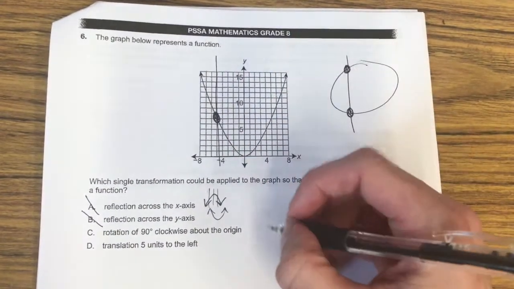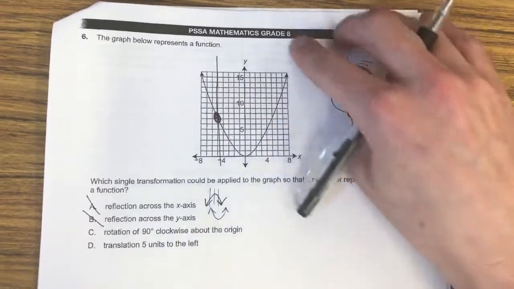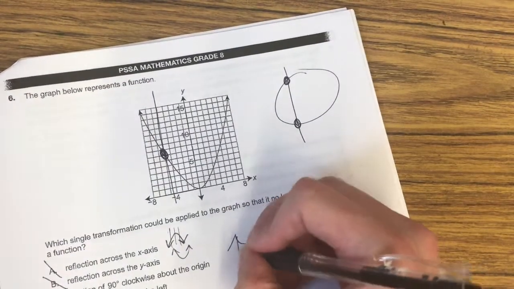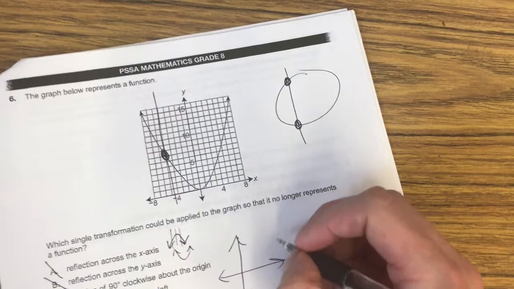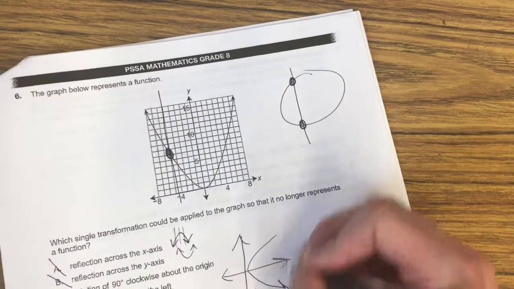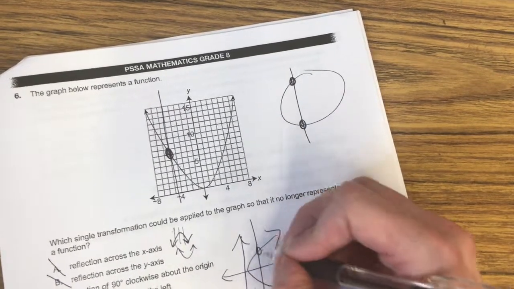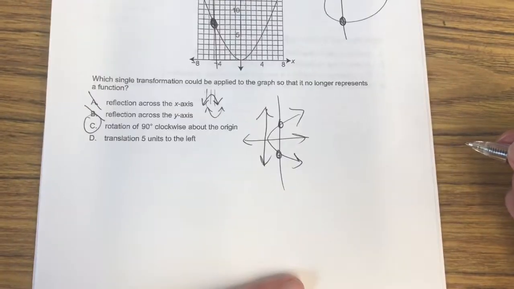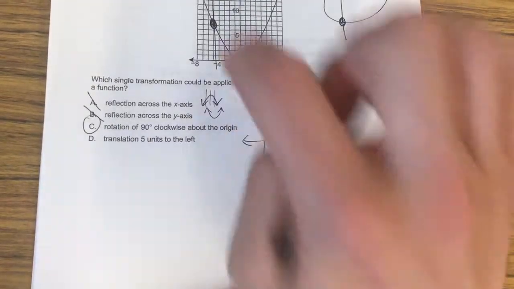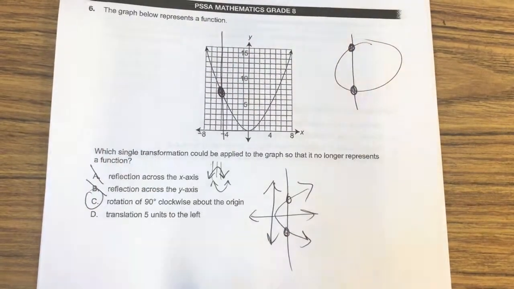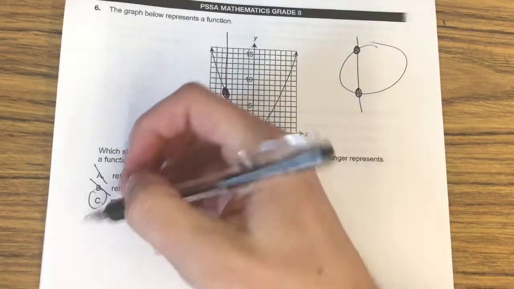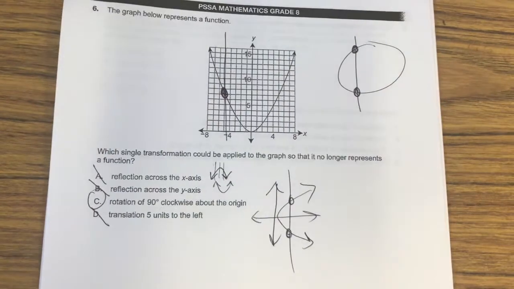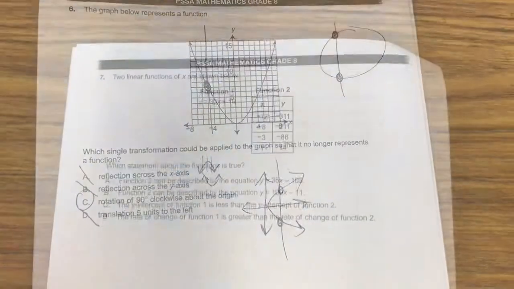A rotation 90 degrees clockwise would take this shape and tilt it sideways. So if I imagine this shape sideways, I now have that sideways looking U and it no longer becomes a function. So C makes it not a function. D would just be moving it to the left, which means I'd get the same exact shape, so D's not it either. C has to be my answer. Tricky.